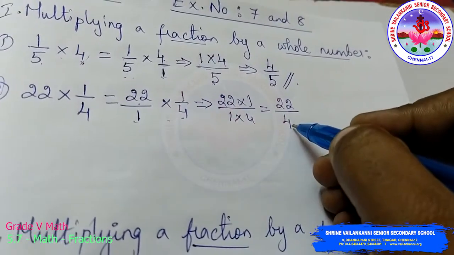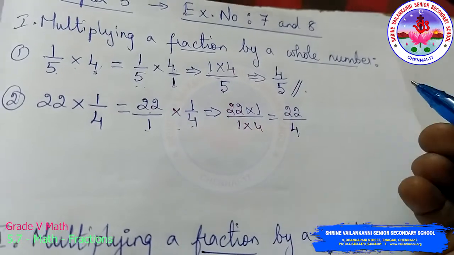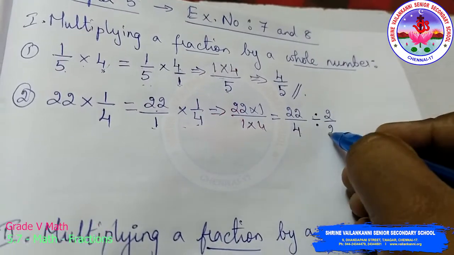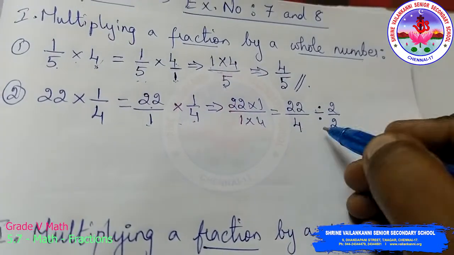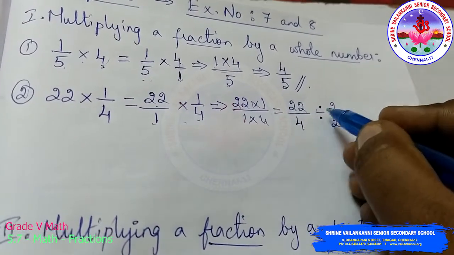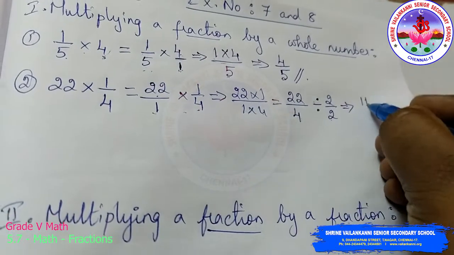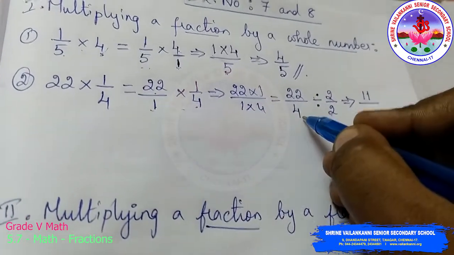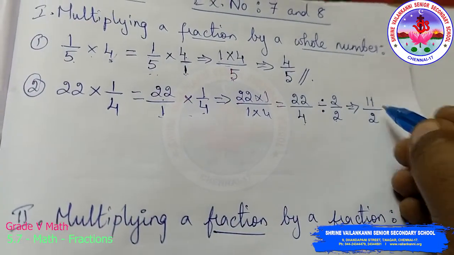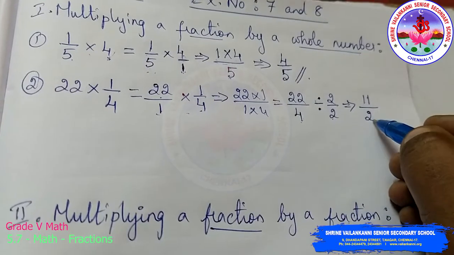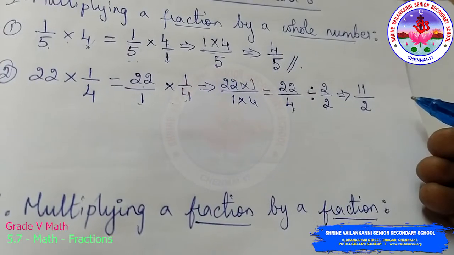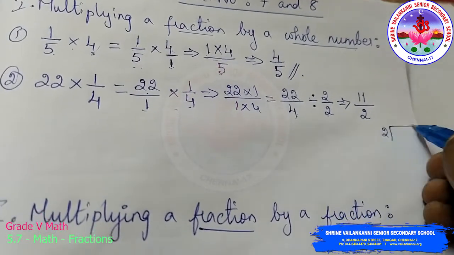Here we can make this 22 by 4 into lowest form by dividing with the common factor 2. I am taking the common factor for 22 and 4 as 2. In the 2 table, how many times will 22 come? 11 times. In the 2 table, how many times will 4 come? 2 times. So 11 by 2. 11 by 2 is an improper fraction.